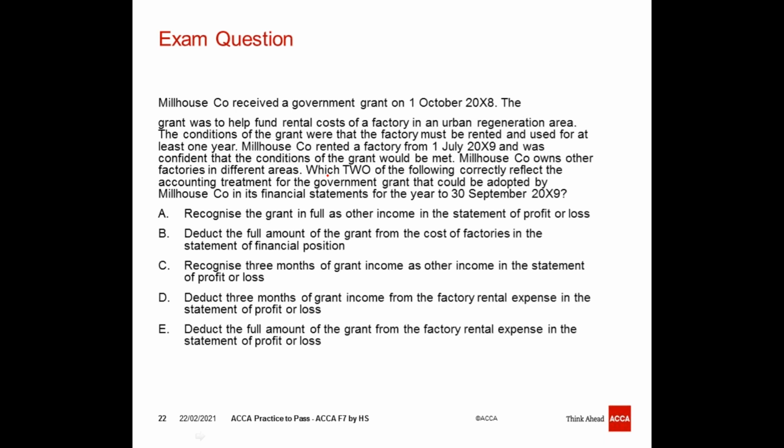The question says: which two of the following correctly reflect the accounting treatment for the government grant that could be adopted by the Millhouse company in the statement of financial position for the year end 31st December 2009? So please read this question and reply with your answer. Is it a capital grant or a revenue grant?